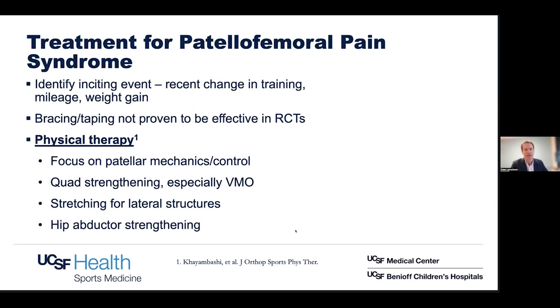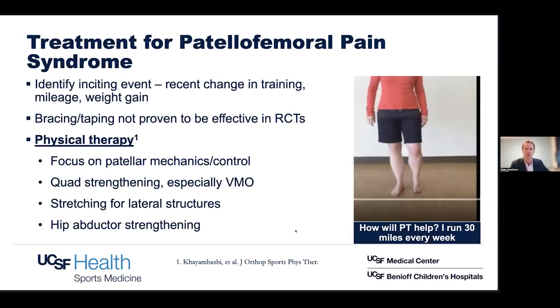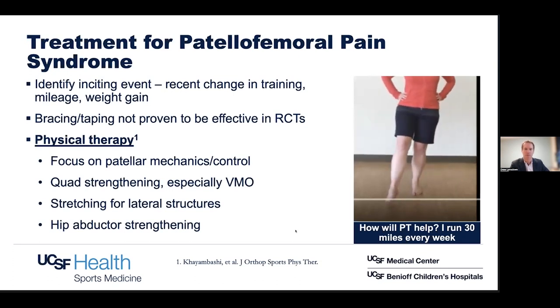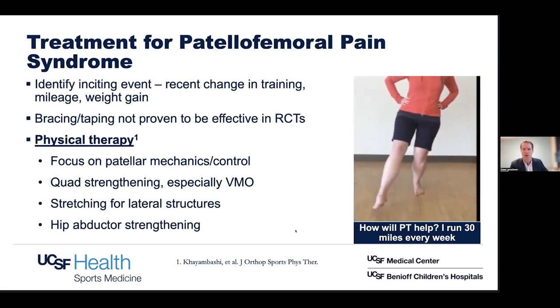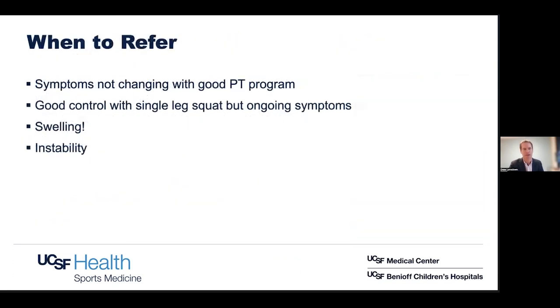And then oftentimes this will be in active people who are in good shape. So, you know, this patient, for instance, training for a marathon, she's not out of shape by any stretch, but it's really that mismatch in the lower extremity control. And so what I'll have patients do is also, how will PT help? Like, I'm already running all the time. And then ask them in the office to do a single leg squat. And then they don't have that control. And then I'll use that to tell them, like, this is what we're working on. And then as this improves, I anticipate your pain getting better.